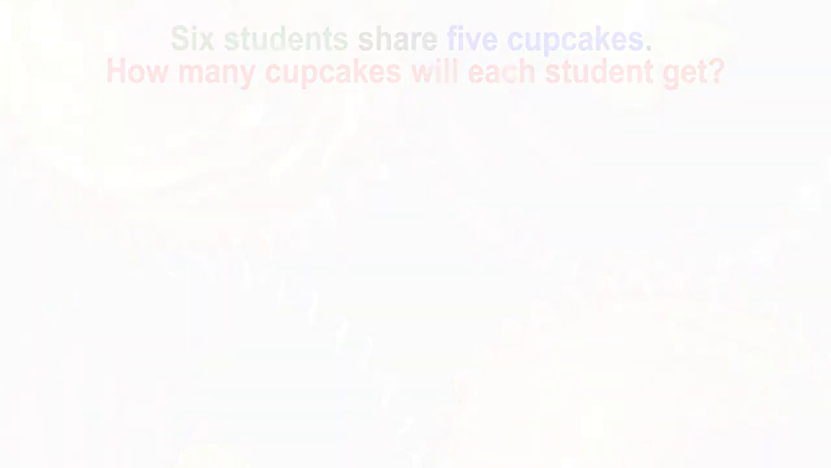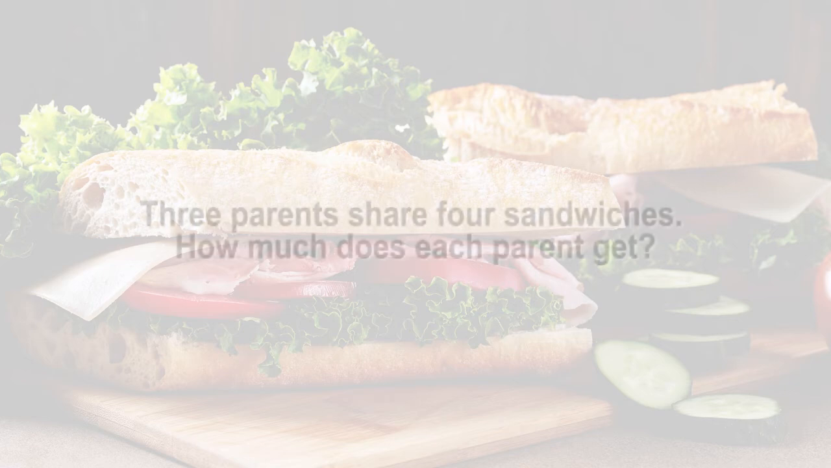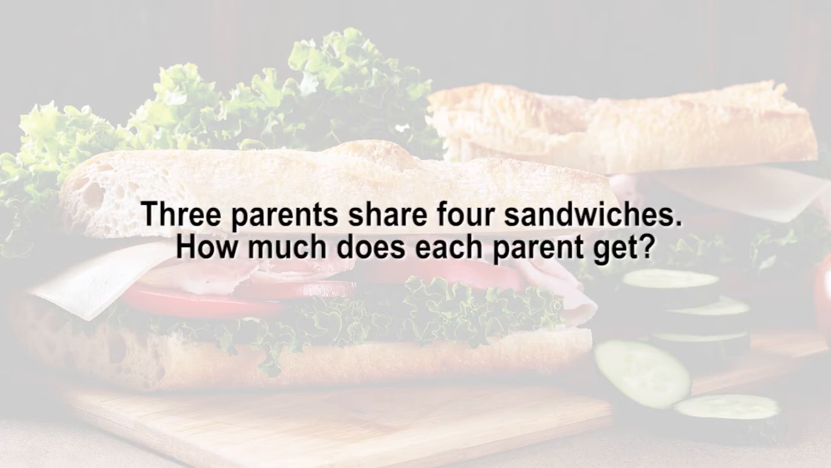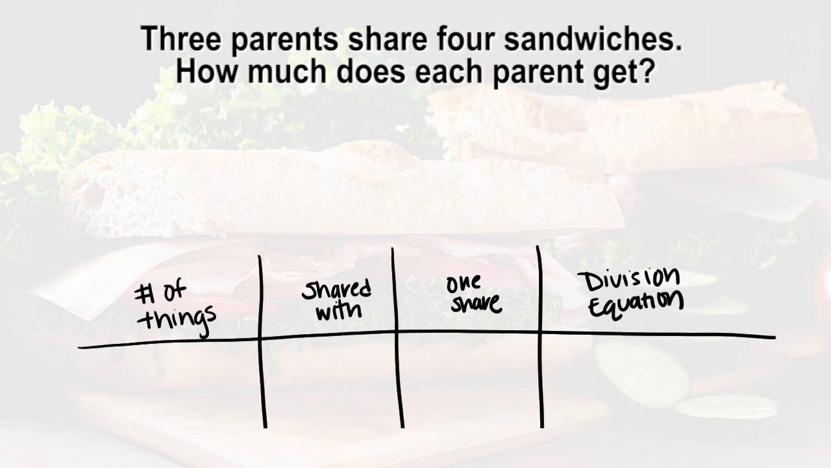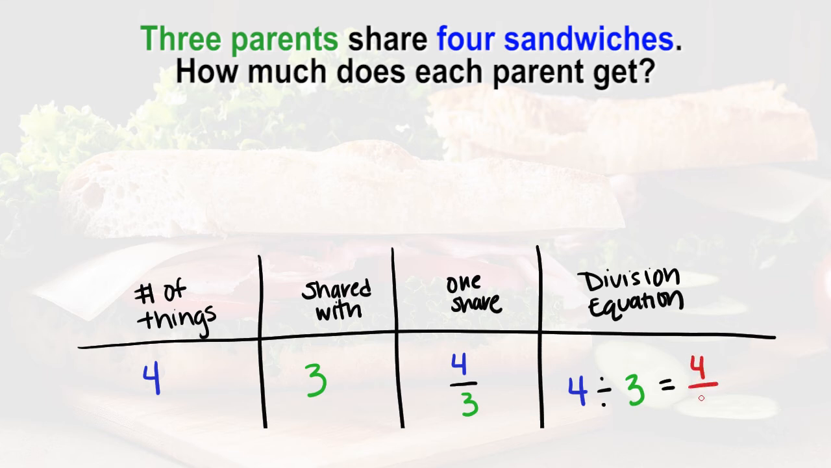Let's try one more problem. This time the quotient will be greater than 1. 3 parents share 4 sandwiches. How much does each parent get? Let's use the table again to record our thinking. The number of things being shared is 4 sandwiches. The sandwiches are being shared with the 3 adults. The amount in 1 share is the number of things over or divided by the amount shared with. The division equation would be 4 divided by 3 equals 4/3. Notice the numerator is larger than the denominator. This is because each group, or each parent, will get more than 1 whole sandwich.